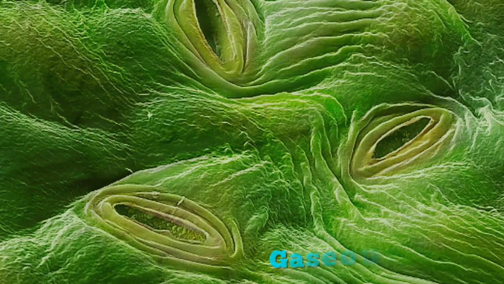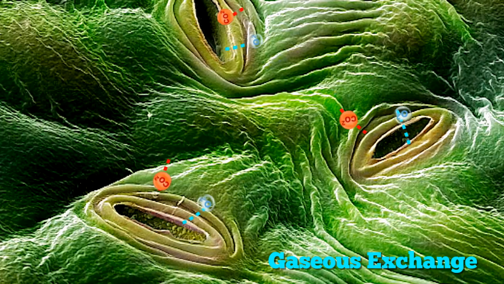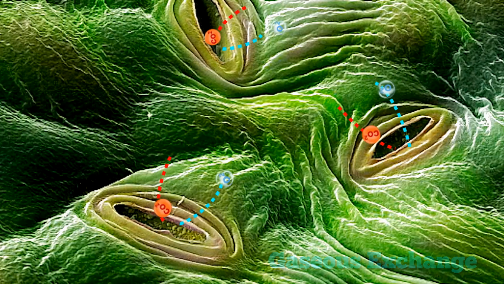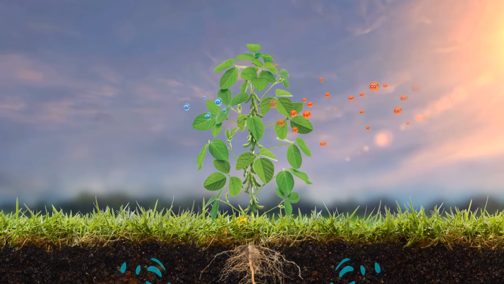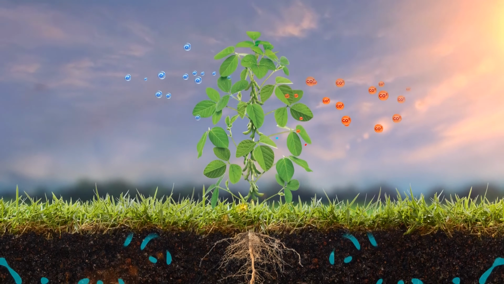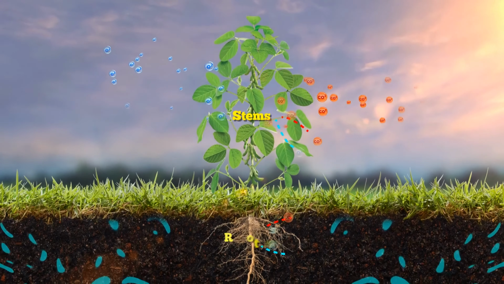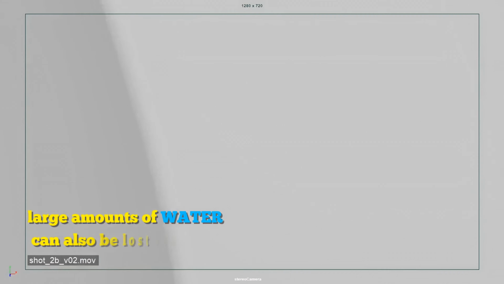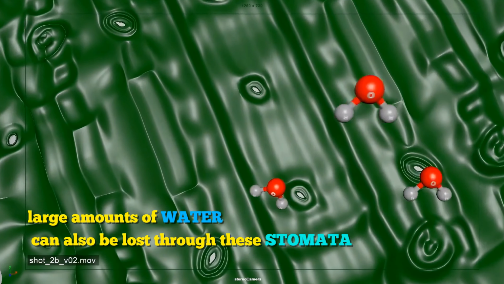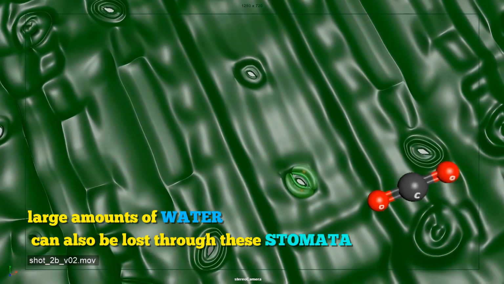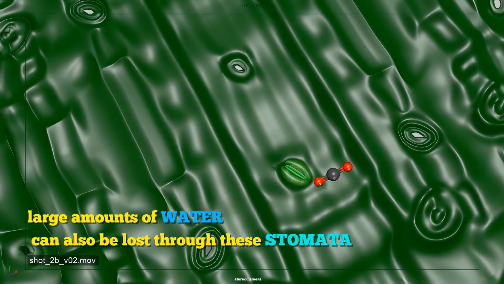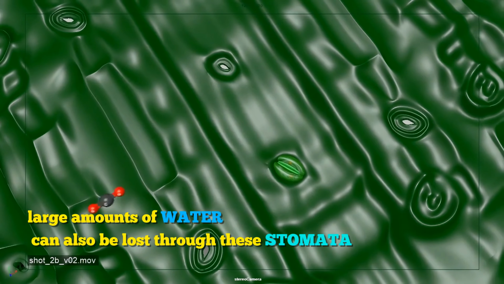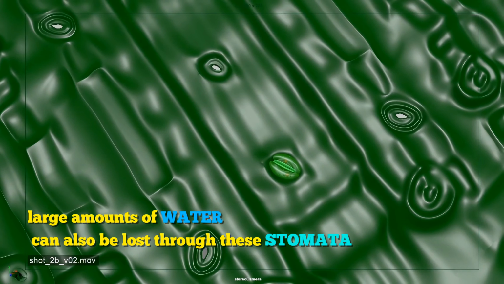Massive amounts of gaseous exchange takes place in the leaves through these pores for the purpose of photosynthesis. The exchange of gases occurs across the surface of stems, roots, and leaves as well. Since large amounts of water can also be lost through these stomata, the plant closes these pores when it does not need carbon dioxide for photosynthesis.